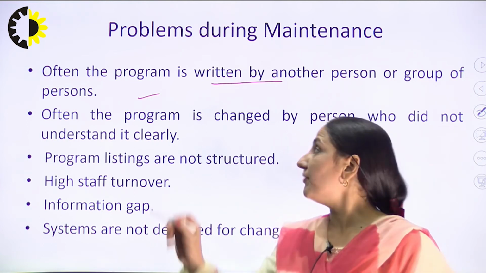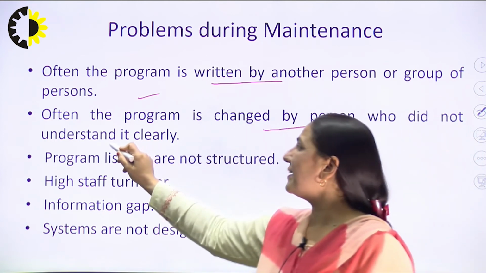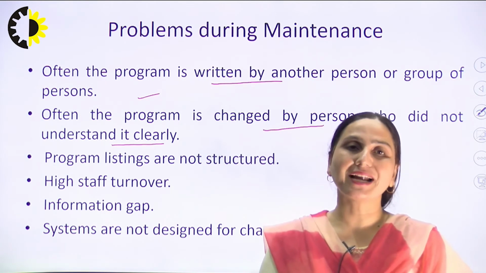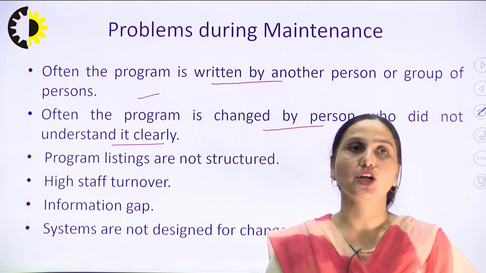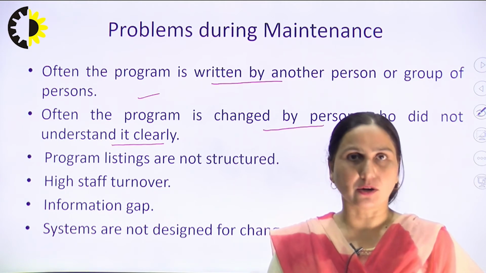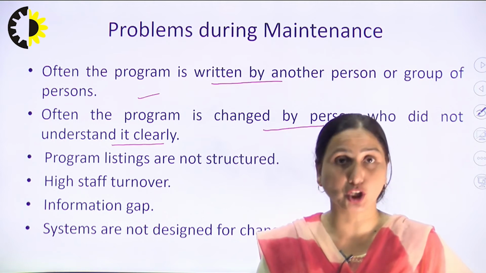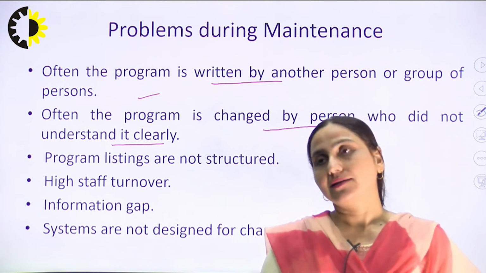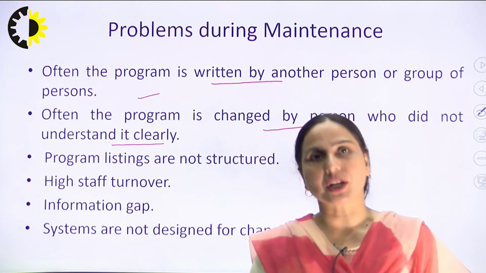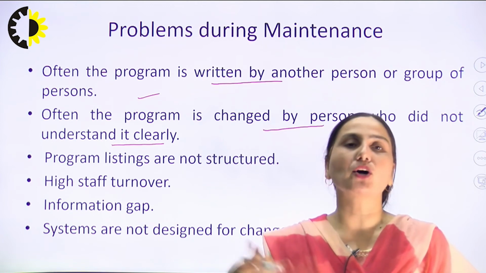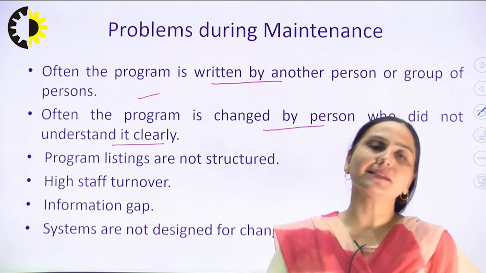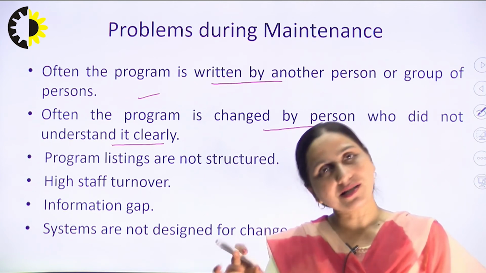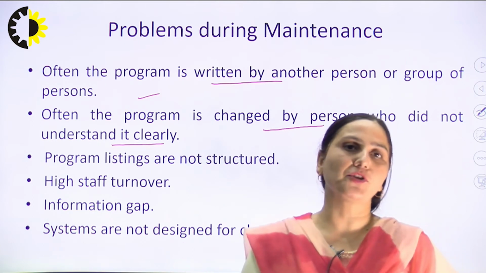Now the second is that often the program is changed by a person who did not understand it clearly, right? There may be a scenario that the program is changed by a person who is not technically sound, who is not able to understand what is there in the code, right? So it is again a major problem which we generally encounter during the maintenance. Third is that program listings are not structured. If the program listings are properly structured, then obviously the changes can be incorporated easily. But if the listing is not structured, then of course we can have issues in the system.